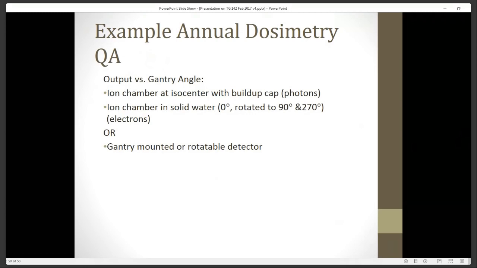For the output versus gantry angle, one possibility is to put an ion chamber at the isocenter with a buildup cap, and then rotate your gantry and get different outputs for a small field. And then for electrons, you could do it with solid water, rotating your solid water taped together and getting it at 90 and 270, or probably much easier using some sort of a gantry mounted or rotatable detector.